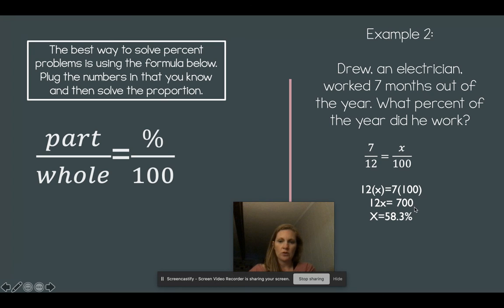12x equals 700, and then in order to solve that, we divide both sides by 12, which would give us 58.3%. All right, I hope that helps you with percents.